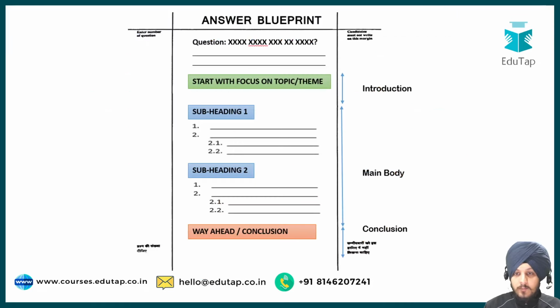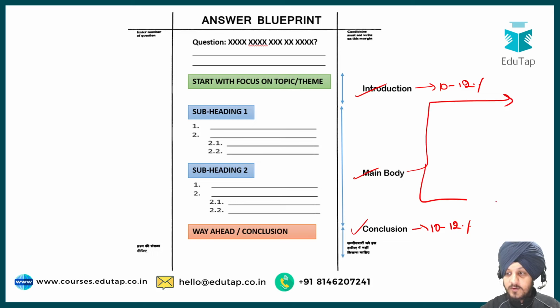Now let us go through the blueprint which you have to follow while answering this question in the comment box and also in your exam. So you have to divide your answer into introduction, body, and the conclusion. The introduction should be around 10 to 12% of the total word limit, and the same rule applies to the conclusion also. The rest of the word limit should be allocated to the body, which has to be written in the form of different headings and subheadings.